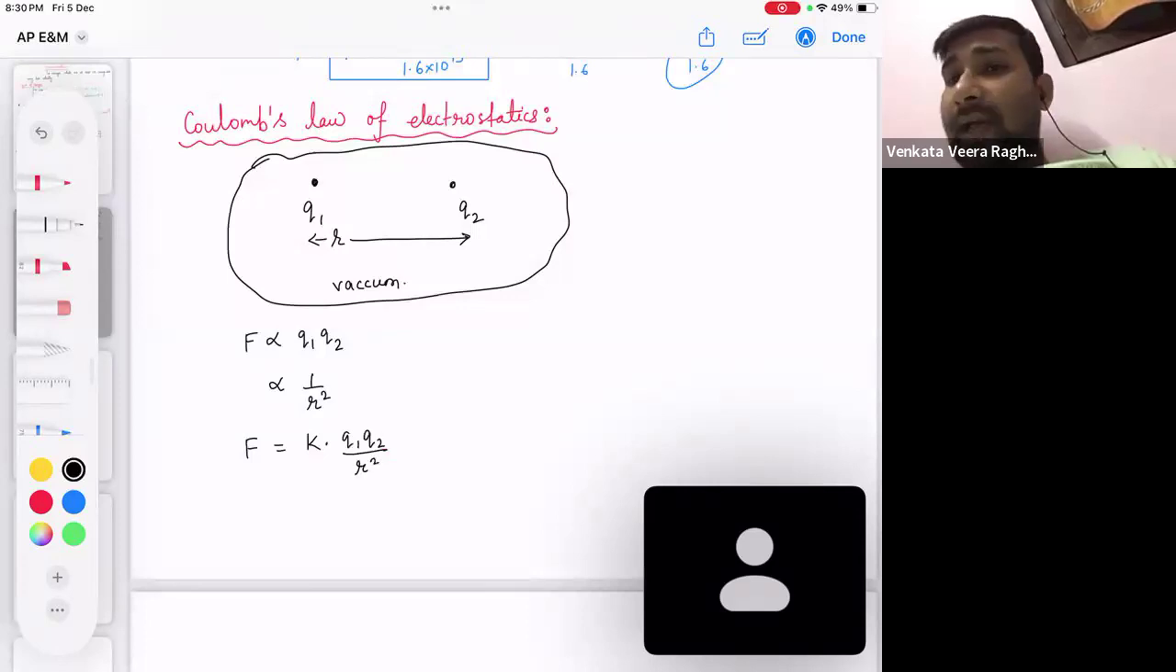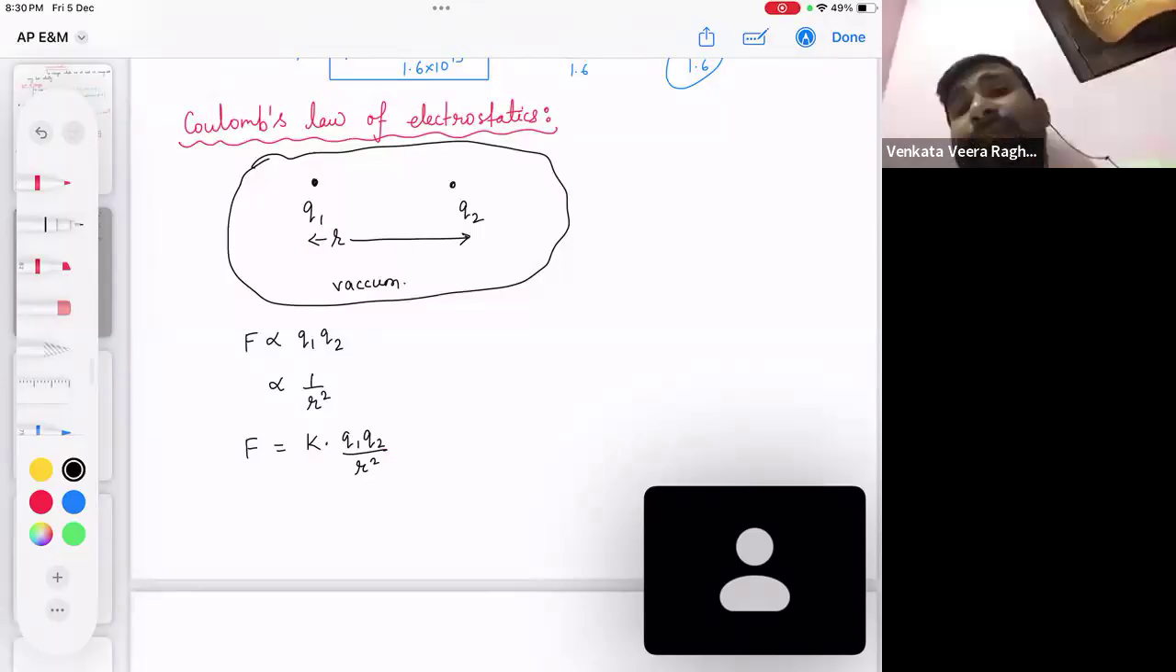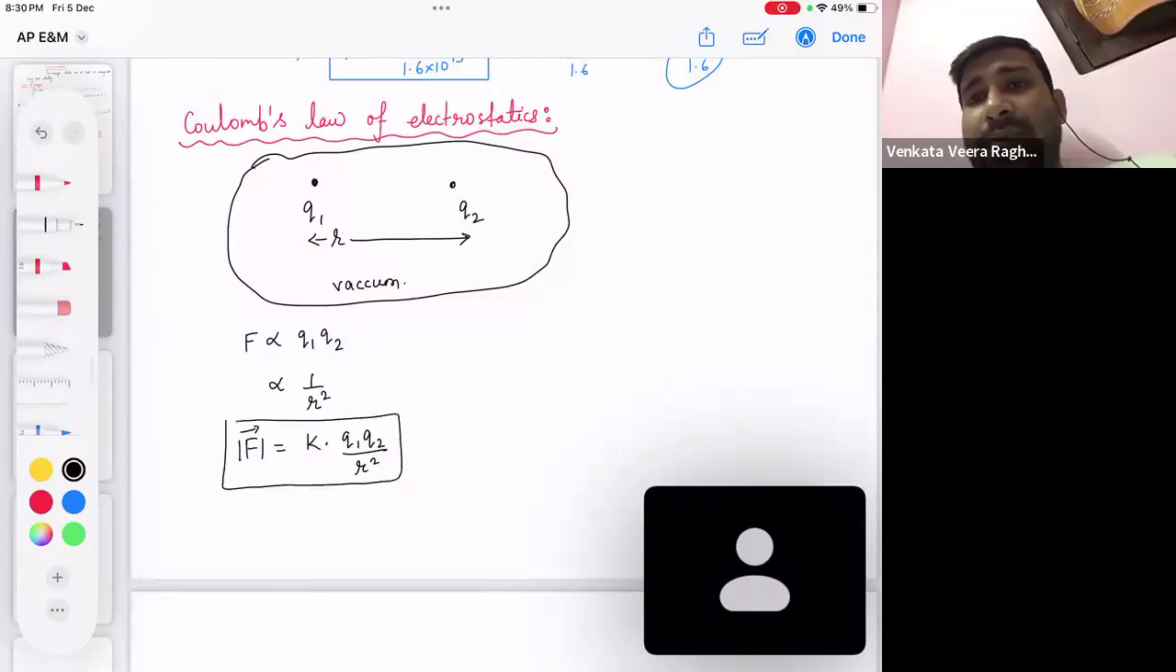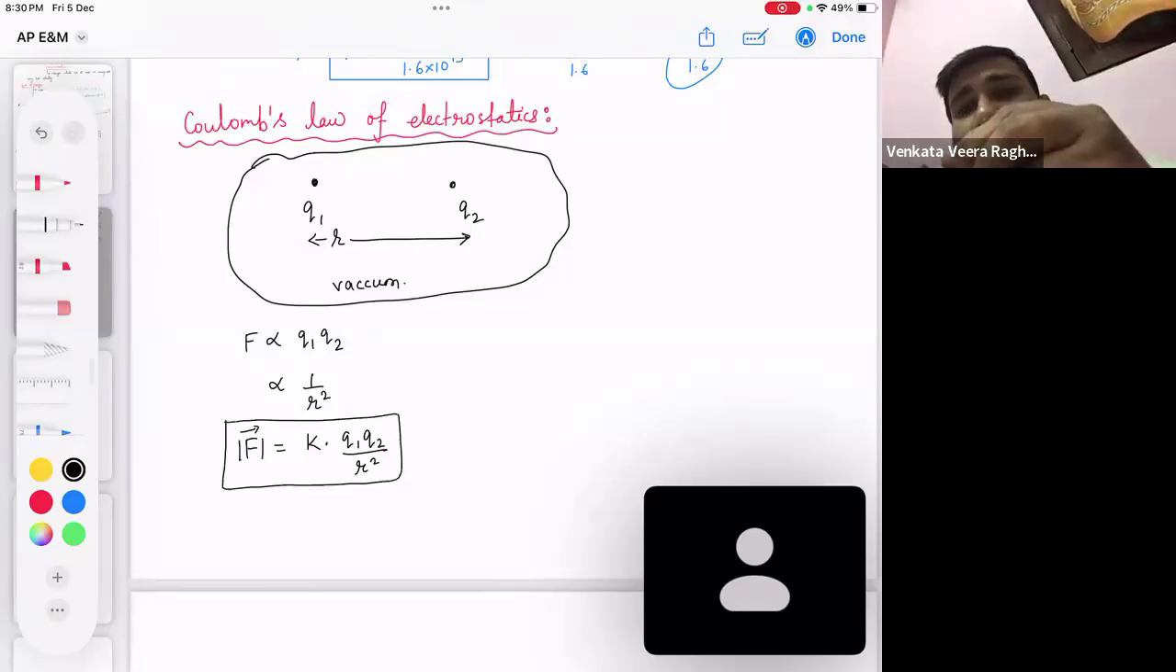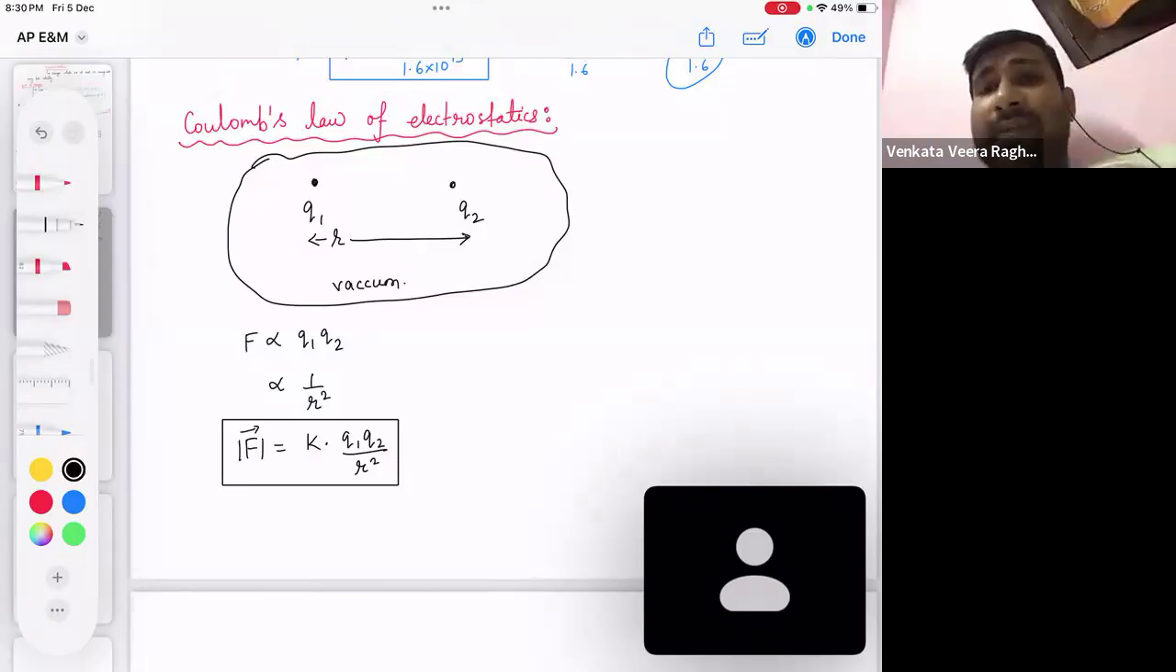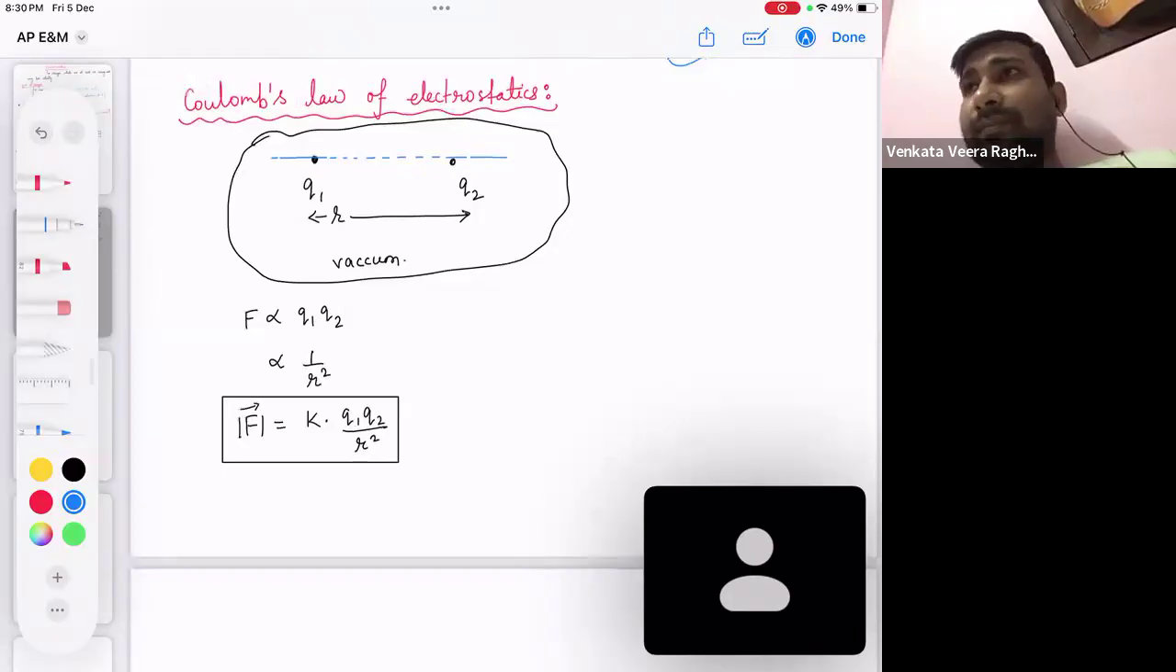And keep in mind, here I am just writing the magnitude of the electrostatic force. So magnitude cannot be negative, isn't it? If I want to calculate the direction, we will always calculate it using the method that this force must be along the line joining them. If both charges are of similar nature, we will apply the repulsive force, and if they are of opposite nature, then we will apply the attractive direction. Is that clear?